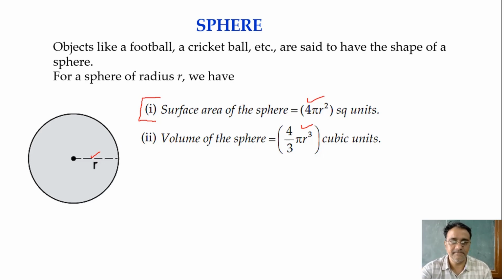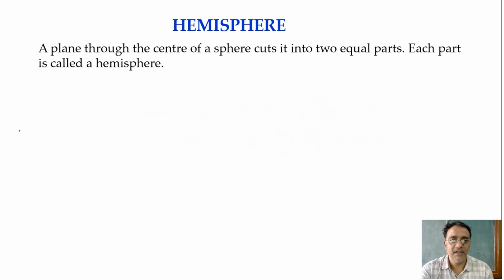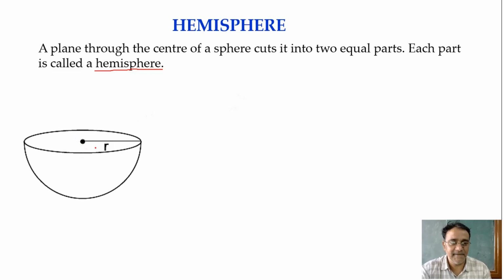4 pi R square. Now see, if we cut this sphere exactly from the middle, we are getting two halves and each half is called a hemisphere. A plane through the center of a sphere cuts it into two equal parts. Each part is called a hemisphere. So this is the rough sketch, and the radius is R. Here we have three formulas. One is curved surface area. So this is the curved surface area, and this is half of the curved surface area of the sphere.